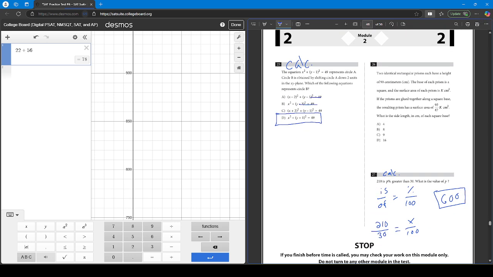Oh, wow. We made it to the last question. We're on a hard question, number 26. 2 identical rectangular prisms each have a height of 90 centimeters. The base of each prism is a square and the surface area of each prism is k centimeters squared. If the prisms are glued together along a square base, the resulting prism has a surface area of 92 over 47 k centimeters squared. What is the side length in centimeters of each square base?